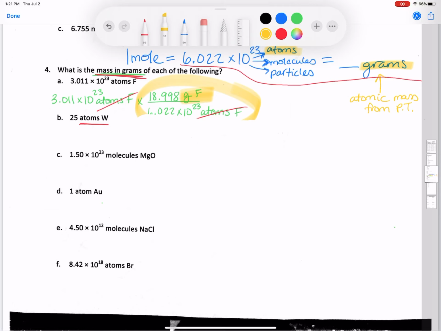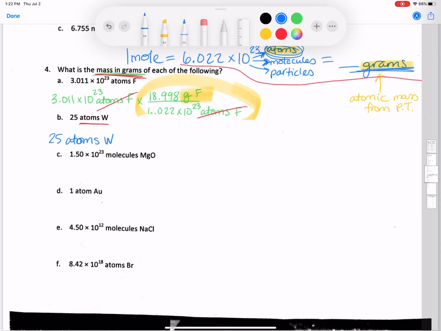So I'm going to start with my data, and my data again is 25 atoms of tungsten. So you're sitting and looking at 25 atoms of tungsten. They're pretty small. You want to figure out what is your mass in grams. So let me take the longer route. Notice that again, I'm starting with atoms, and I want to end up with grams. But I can also focus on the relationship between atoms to moles, and then focus on the relationship between moles to grams. And remember, moles to grams or grams to moles, this conversion factor is really important. That's called molar mass.